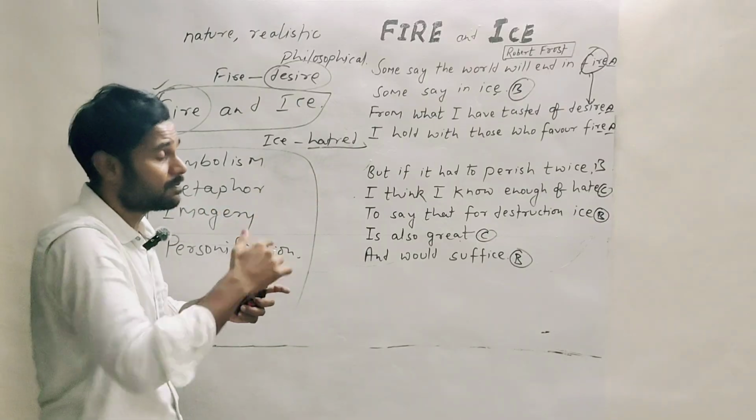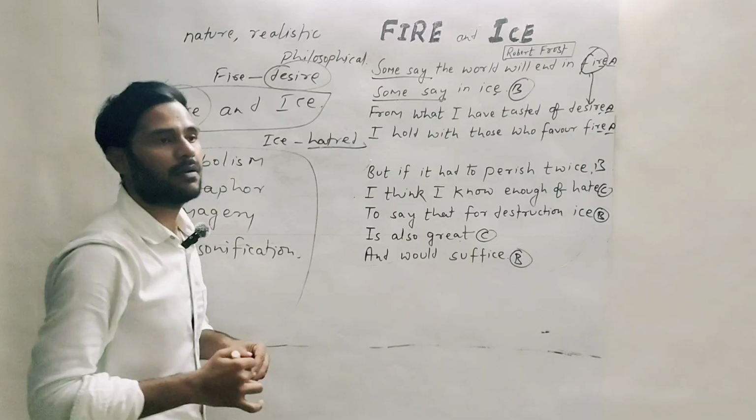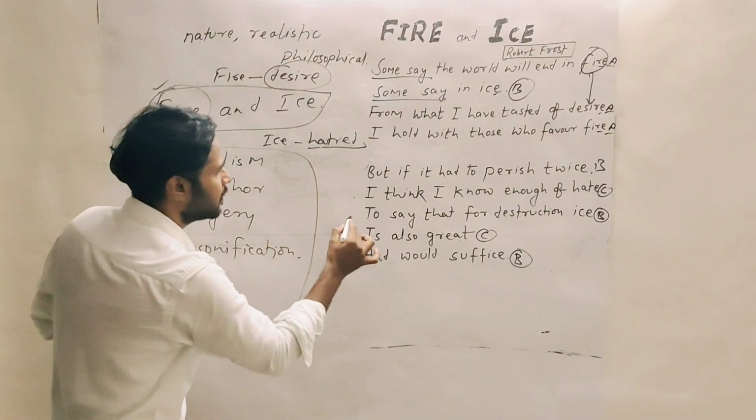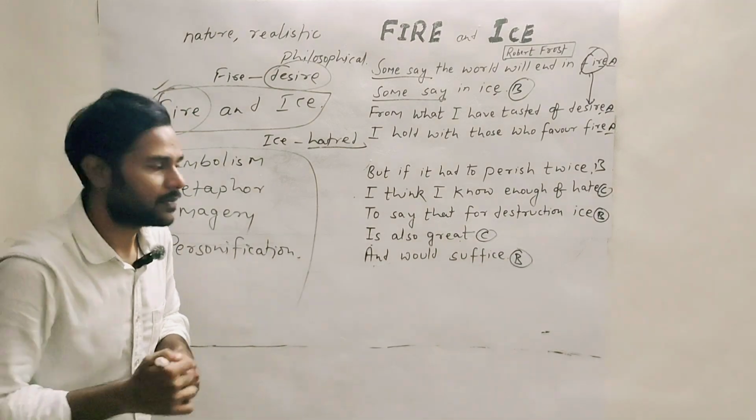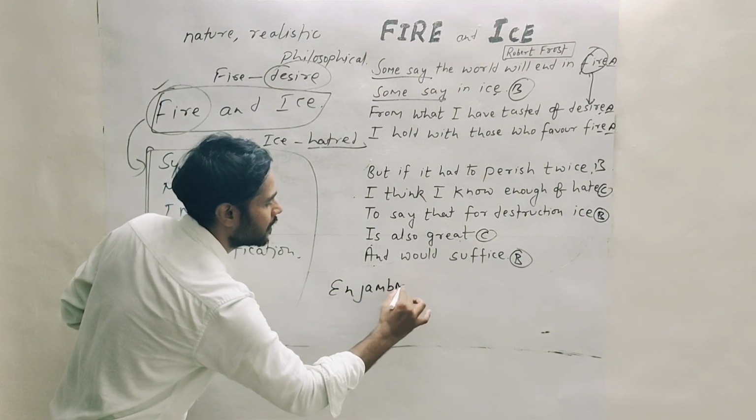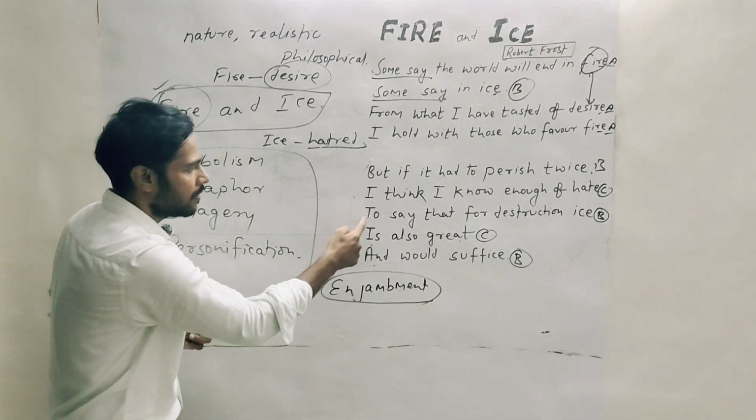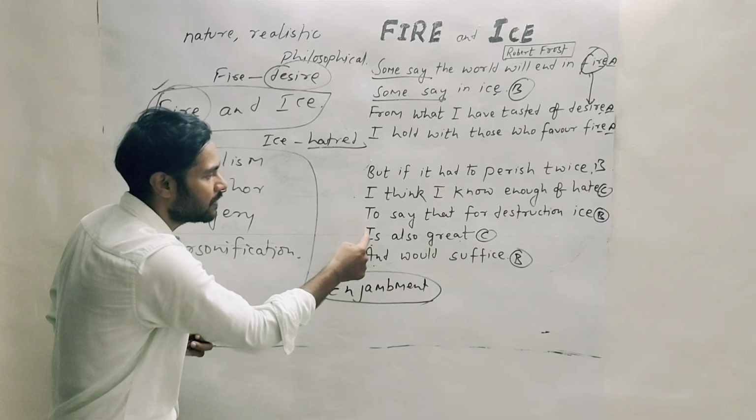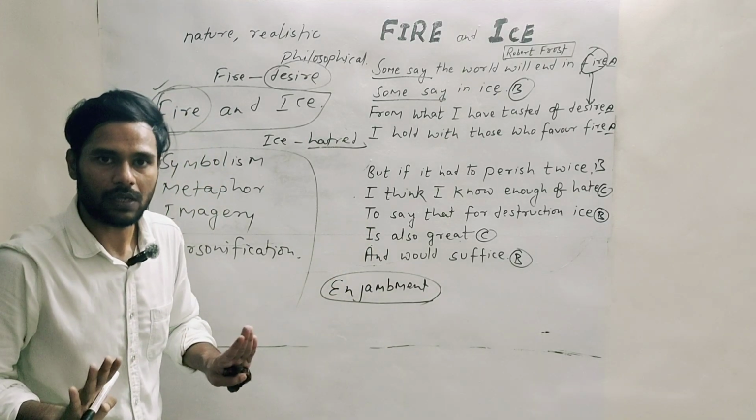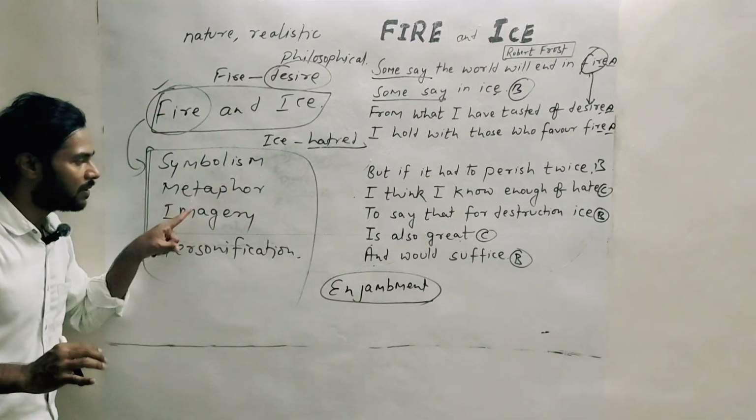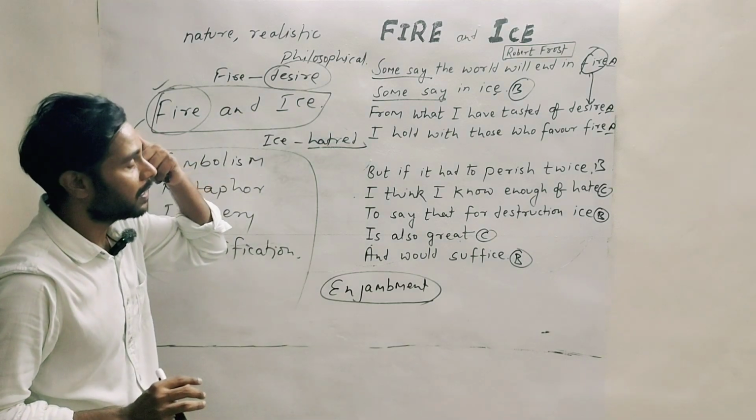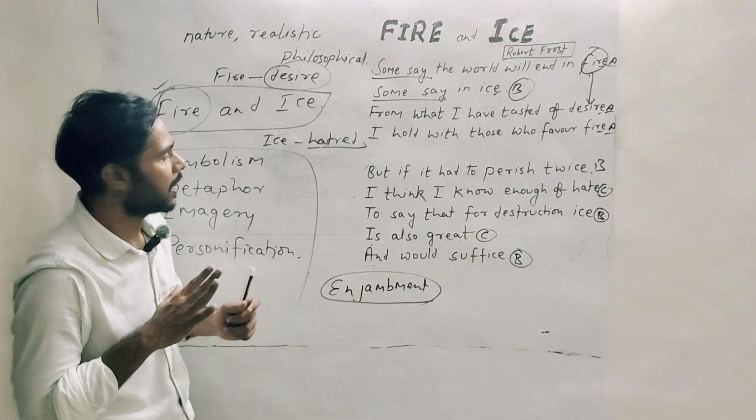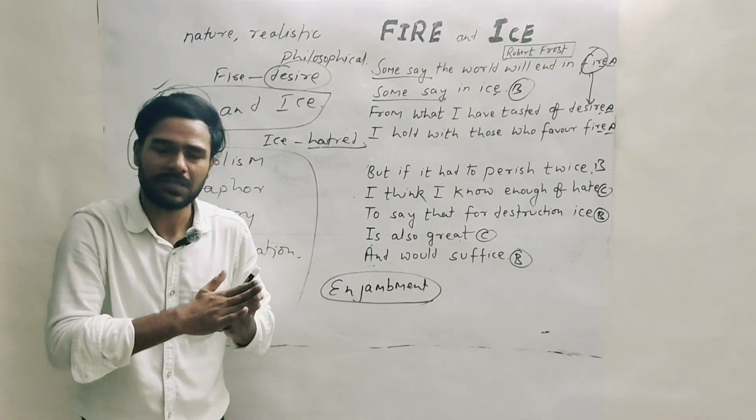Some other figures of speech that I would like to tell you. Some say anaphora. When something is repeated at the starting, that becomes anaphora. And then there is enjambment. Enjambment is when the sentence is not completed in one line, it is completed in the second or third lines, and the capital words have been used. So symbolism, metaphor, imagery, personification, anaphora and enjambment. If you feel I have missed anything, as far as I know, I have told you the important figures of speech that have been used in the poem.